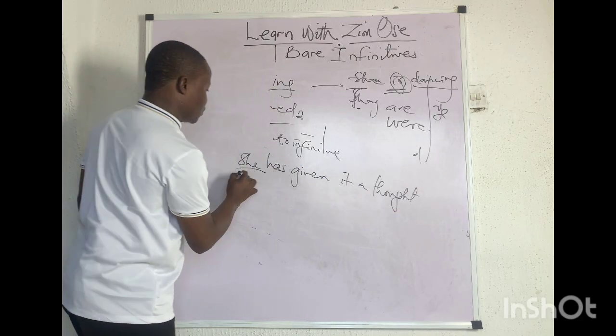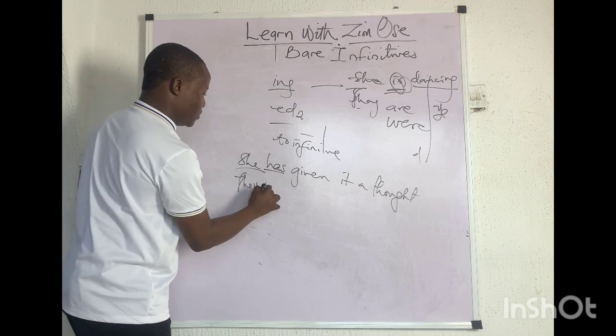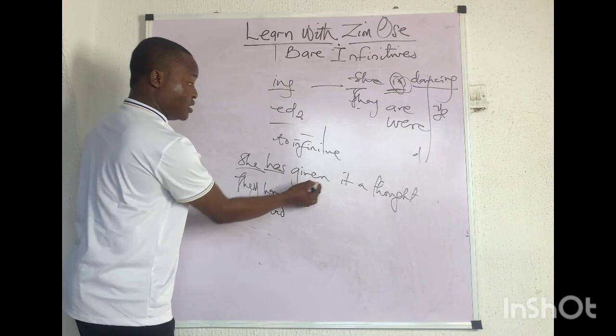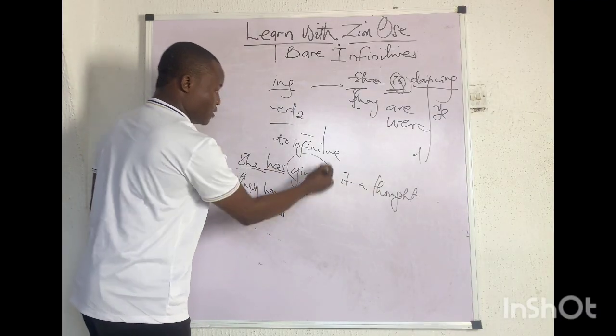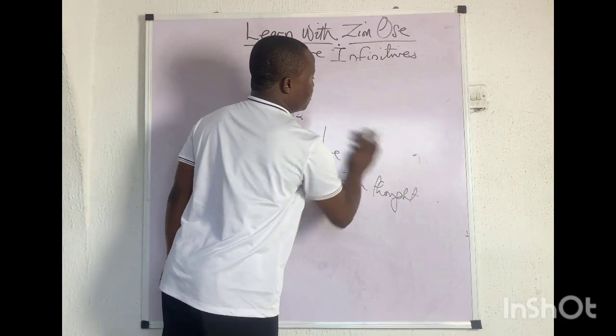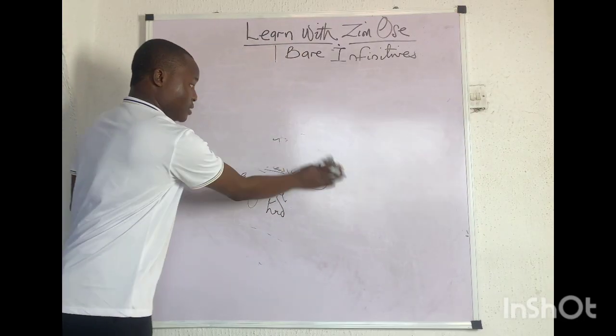Or I could say, she has given it a thought. If I change "she" to "they", it will become "they have". If I change this to maybe yesterday, I could say they had given it a thought yesterday. Of course, "given" remains, which makes it non-finite. So the bare infinitive form is also non-finite in this context.